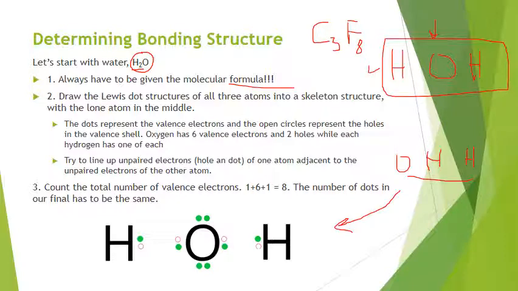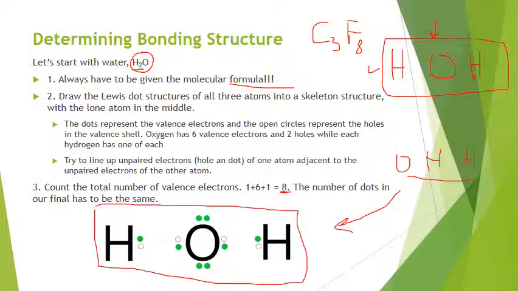Actually, after you get the skeletal structure, you need to count the number of valence electrons. Hydrogen has 1, oxygen has 6, and the other hydrogen has 1, so there are 8 valence electrons. When we get all done with the structure, the number of dots on the total structure has to equal 8, and that's going to be a check. When I do the dots, you don't have to do this, but I line it up so that the holes in the pair are next to the holes of the other pair. So this is now the skeletal structure with the dots.